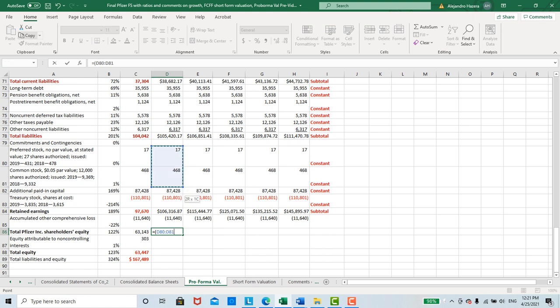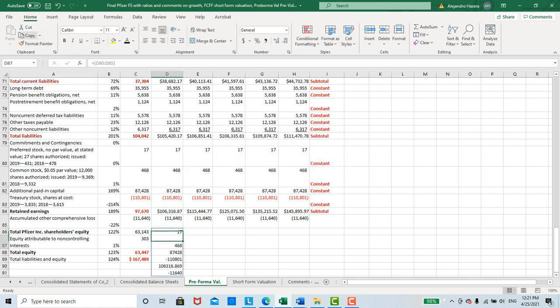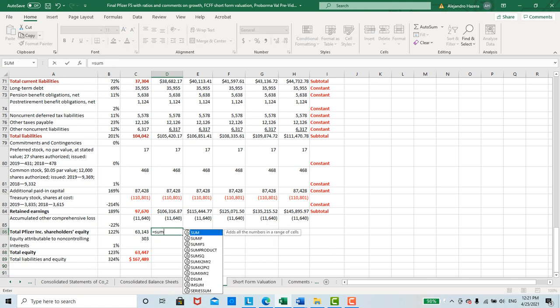preferred stock, and going through here, common stock, additional paid in capital, treasury stock, retained earnings, and AOCI, other OCL in this case, accumulated other comprehensive loss. What happened there? I have to redo that.